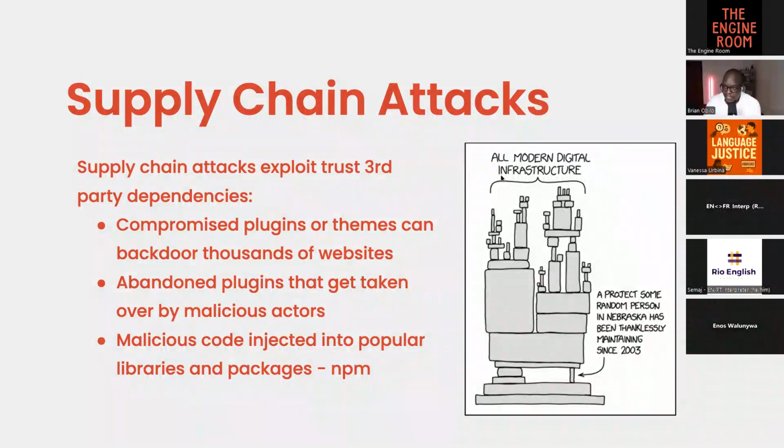This is normally a very good image that explains what a supply chain vulnerability could be like. For example, all modern digital infrastructure is dependent on a product that some random person in Nebraska has been maintaining since 2003. One of those particular packages, as an example, would be FFmpeg. It's a very popular audio and video encoding library that almost all streaming engines like Netflix run on. If something ever happened to that particular library, I think so many things could go wrong.